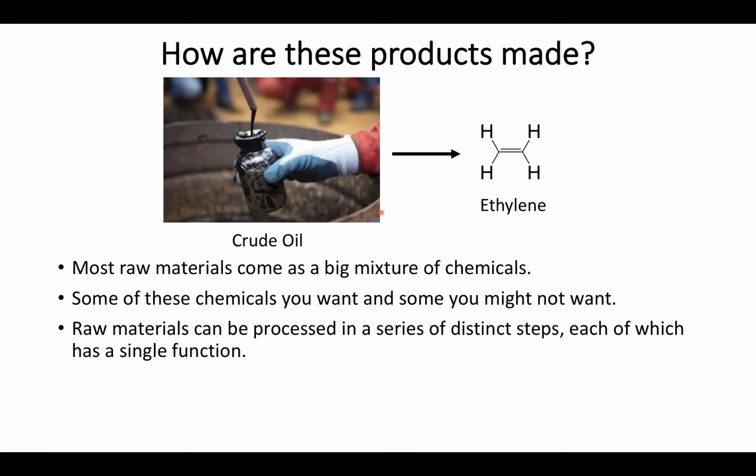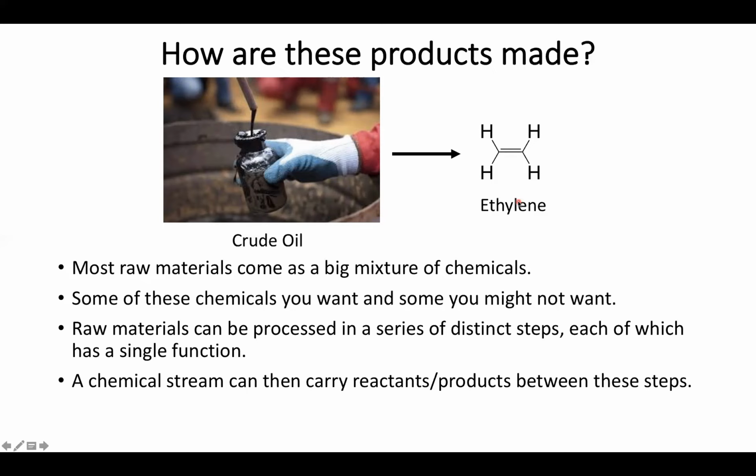So we often are going to be looking at how raw materials can be processed in a series of distinct steps, each of which has a single function. So I don't go straight from crude oil to ethylene. I'm going to need to have a lot of individual steps. And that's what we're going to try and focus in on. And a chemical stream can essentially carry each of our reactants to products in between each of these steps.